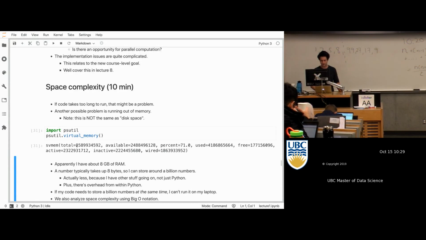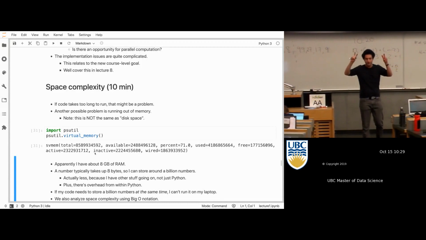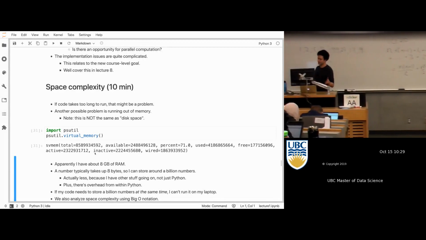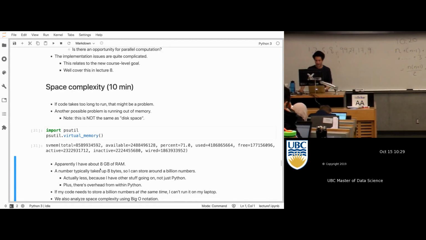You can see how much memory I have here. I have 8 gigs of RAM on this laptop. That's different than my hard drive. It's not really a hard drive anymore, but it's the amount of memory that I have on my laptop to put stuff in. So I have about 8 gigs of RAM or memory.